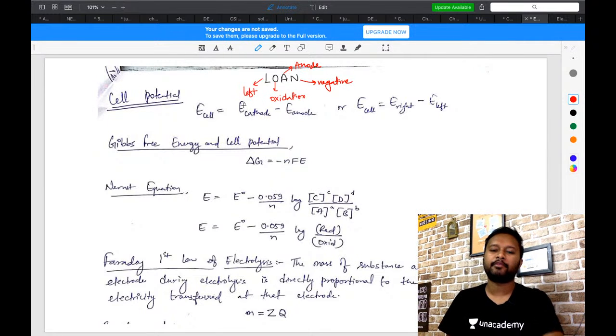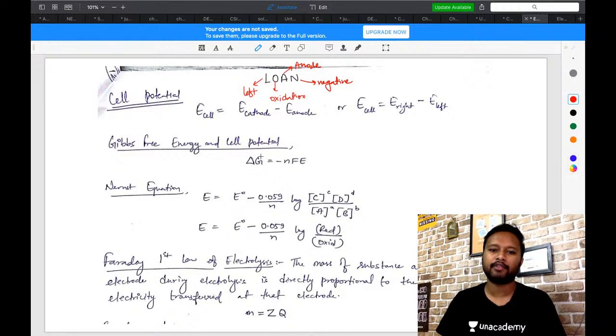What does that mean? It means that in a cell, on the left hand side you have the oxidation half cell, and the electrode in the oxidation half cell is called the anode. The charge on the anode is going to be negative. So E cathode minus E anode is how we write it down.